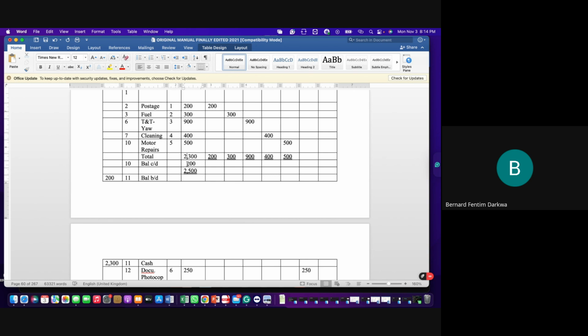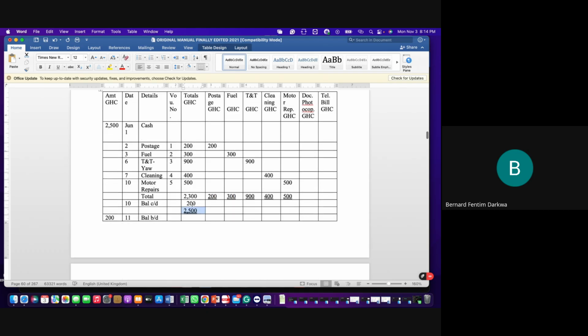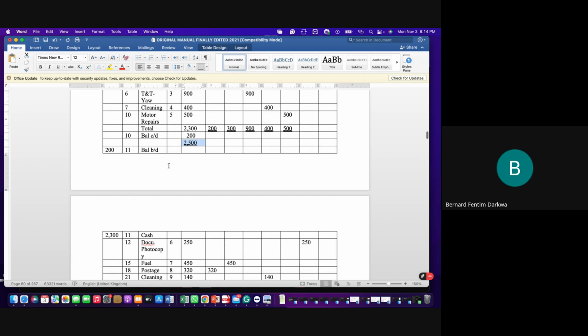So the 200, when you add it to what you have spent, you get 2,500. Then you have balanced it. On the debit side it is 2,500, and on the credit side the total you have used is 2,500. So that is it. Now you have balance B/D, that is 200 in your hands.